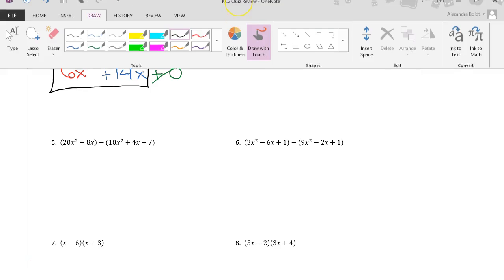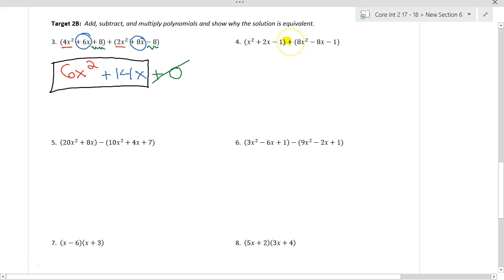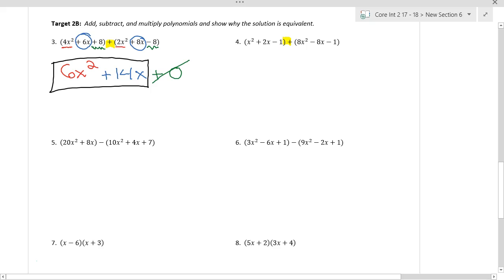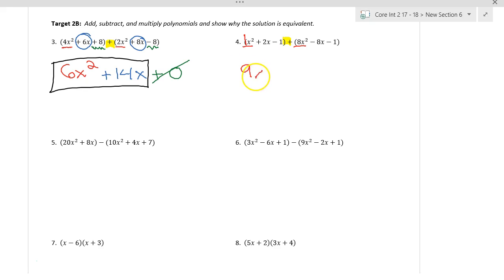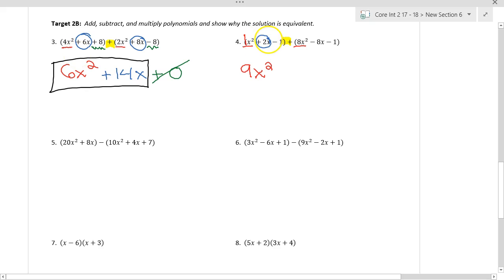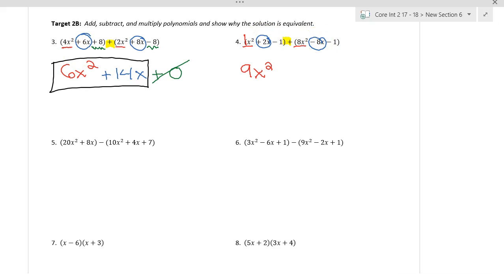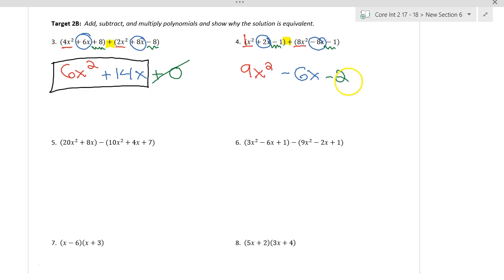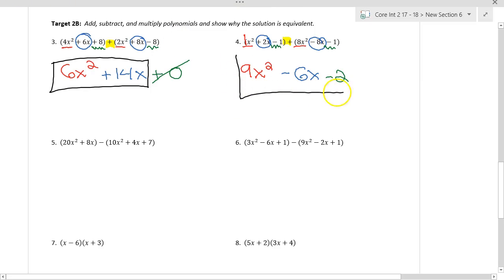Looking at number 4, again, it's an addition symbol. Please highlight these symbols. So again, all I have to do is basic combining like terms. X squared and 8x squared. 1 plus 8 is 9x squared. 2x minus 8x. 2 minus 8 is negative 6x. Negative 1 minus 1 is negative 2. So I have 9x squared minus 6x minus 2.